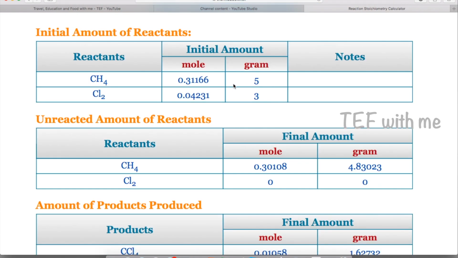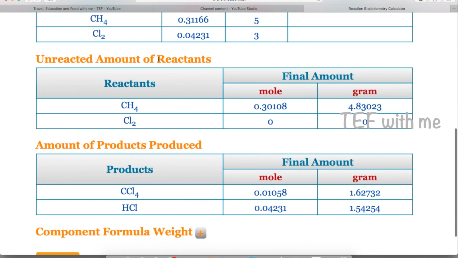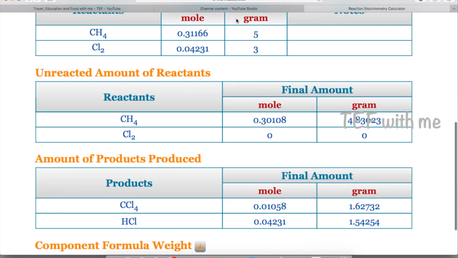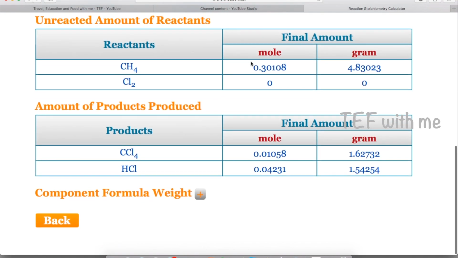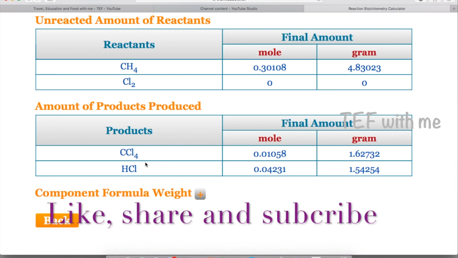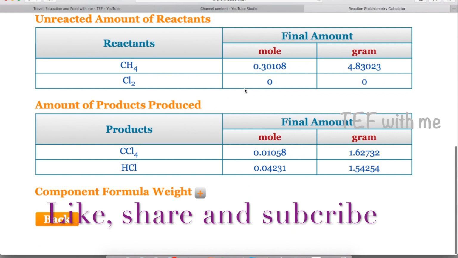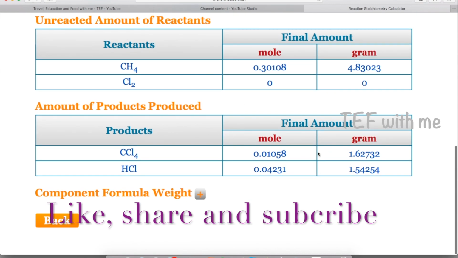So now you can click on calculate. See, reactants: methane is 5 grams and chlorine is 3 grams. The unreacted amounts of reactants are also given: methane is 4.83 grams and chlorine is 0. The final products will be 1.62 grams of carbon tetrachloride and 1.54 grams of hydrochloric acid. So if you have a particular amount of reactants, you can calculate how much product you can produce.